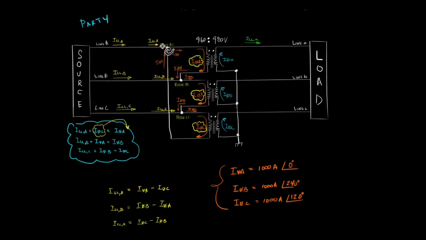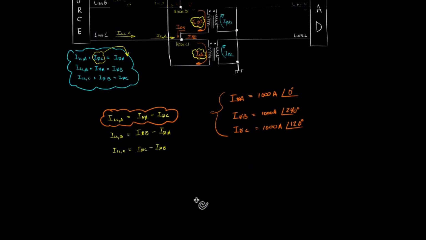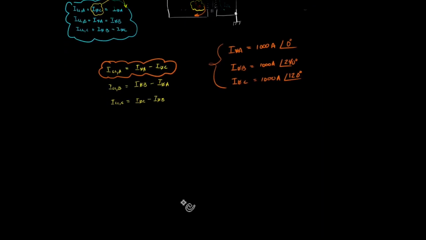So we're doing a nodal analysis on node A1, and what we're actually trying to solve with our phasor diagram is this particular equation. We're going to try to find out what this line current equals when we subtract our phase current A minus phase current C. Let's draw a phasor diagram.